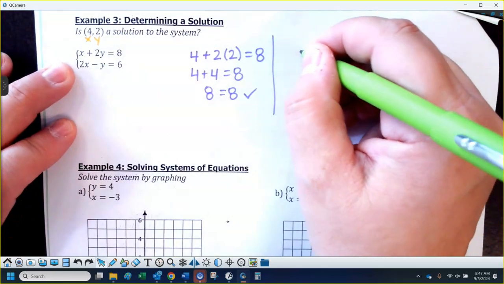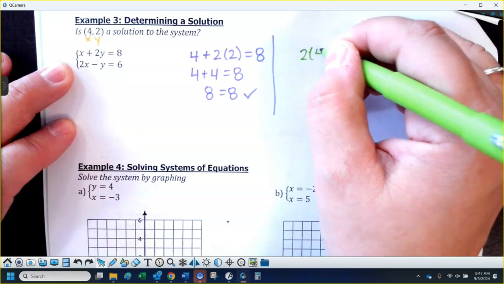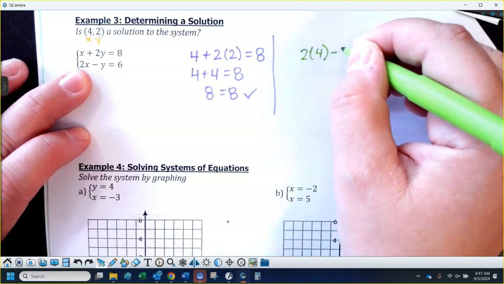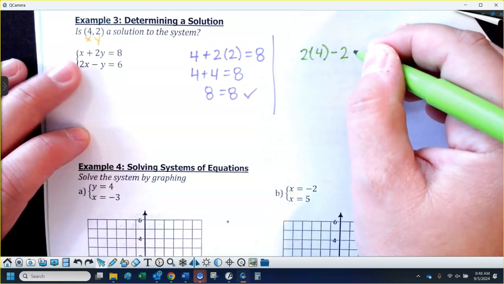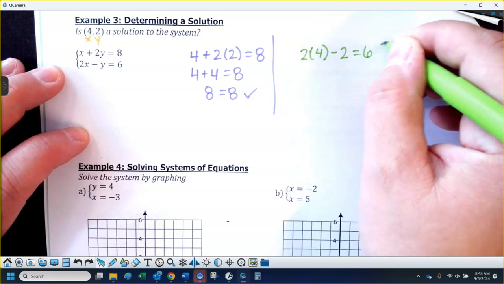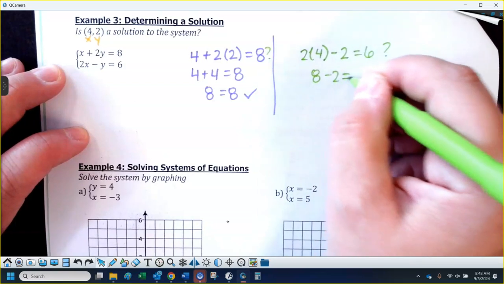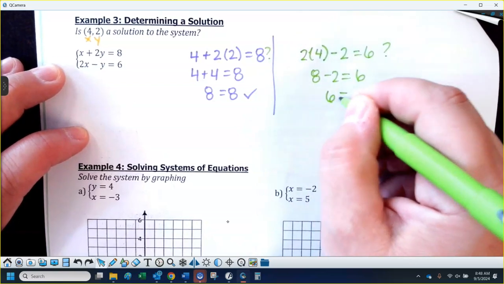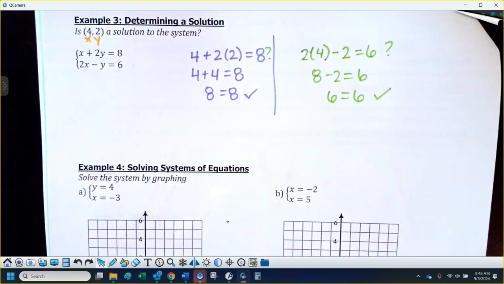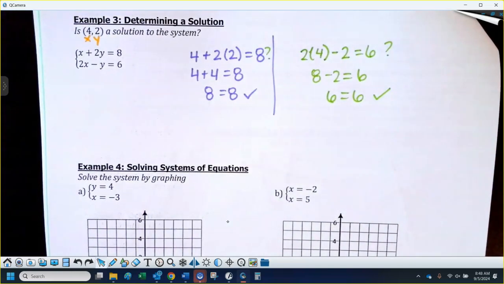So if I do the second equation, I have 2 times my x value, which is 4, minus my y value, which I'm subbing in 2, is supposed to be equal to 6. We're seeing if this is true or not. So I get 8 minus 2. 8 minus 2 is 6. So that means that point satisfies both of those lovely equations. And if you did want to put them on a graph, you could check it that way too. That would be totally fine. I just didn't have a graph on this picture.